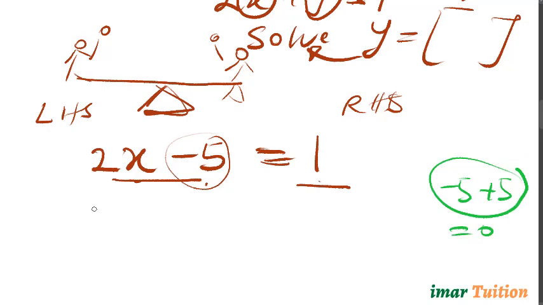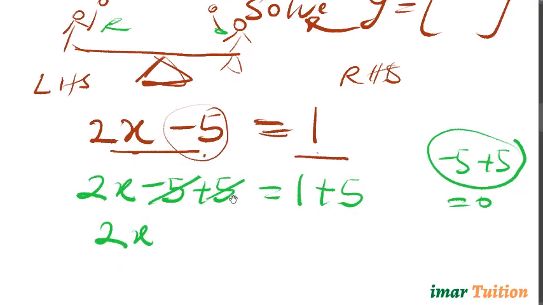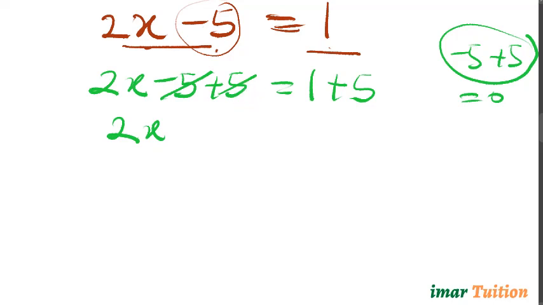So what did you do quickly? You will now say 2x, you add 5 to this side. You keep this minus 5, you add 5 again to this other side. And I said, whatever you do to this left hand side, you must do to the right hand side. So again, you also add 5 to the right hand side. What are you now left with? This will remove this, 5 minus 5 will go. You'll be left with 2x equal to what? 1 plus 5. That is what? 6.